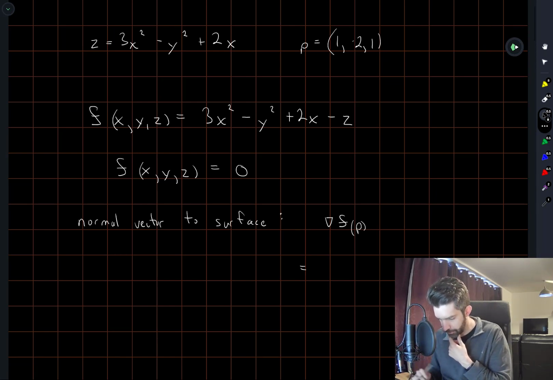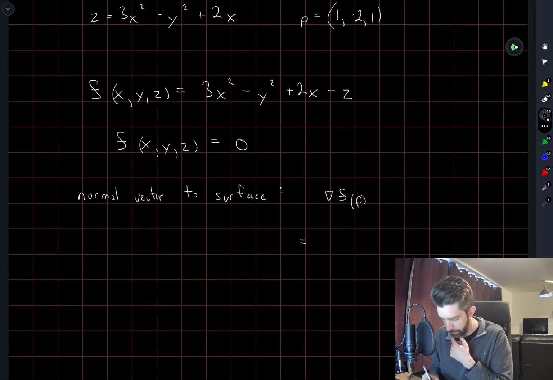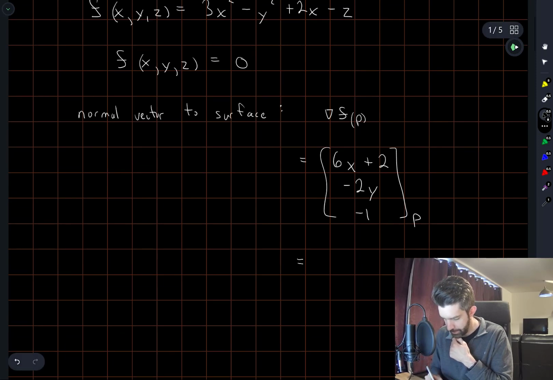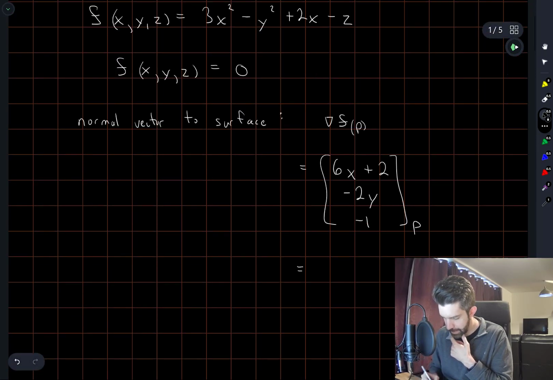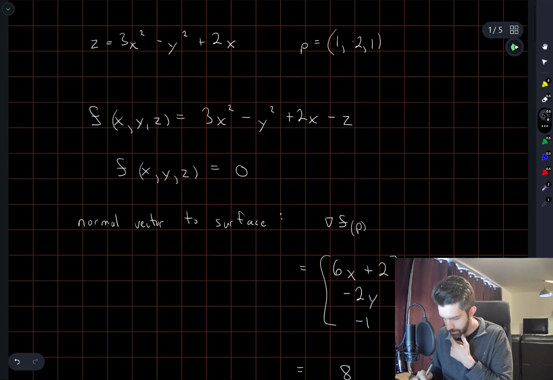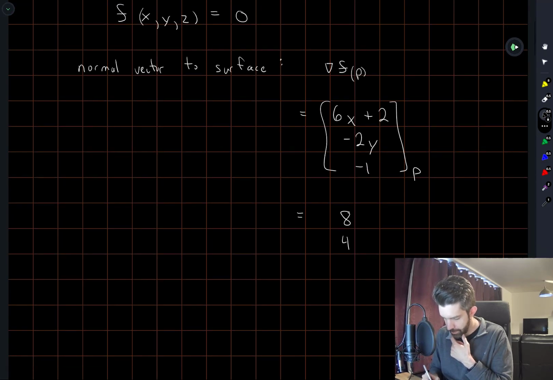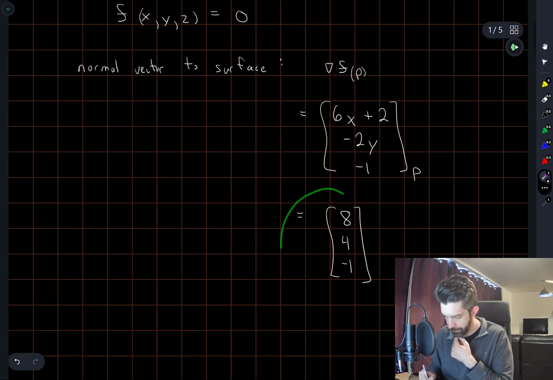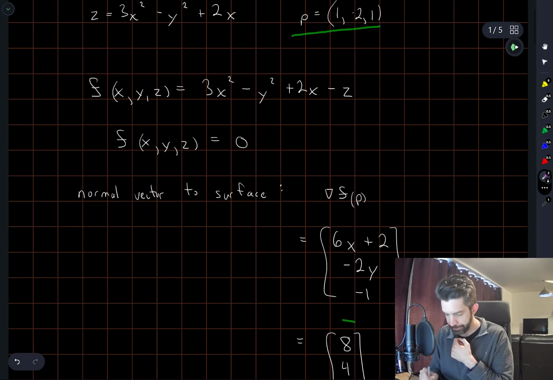So let's take the gradient of this really quickly. The derivative with respect to x is 6x plus 2. The derivative with respect to y is negative 2y, and the derivative with respect to z is negative 1. So we have to evaluate this at P. And what does this give us? 8, 4, negative 1. So this is the normal vector at this point.